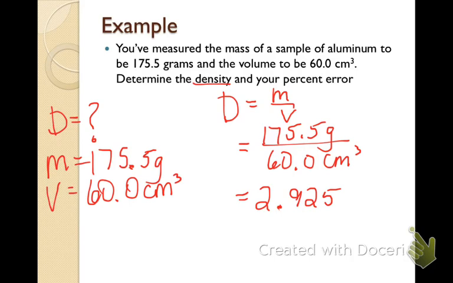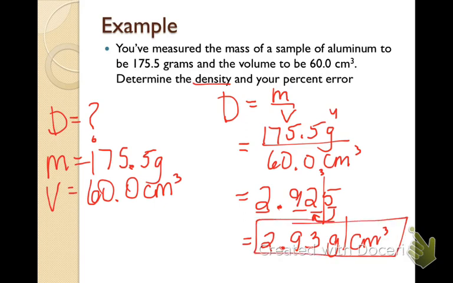So let's figure out how many sig figs we had. The mass had 4 sig figs, the volume had 3, so we'd make sure we round this to 3 sig figs. So 1, 2, 3, draw a line between the 2 and the 5, that 5 makes that 2 go up, so it ends up being 2.93 grams per centimeters cubed. Put a box around it.